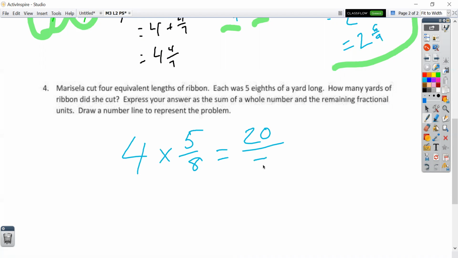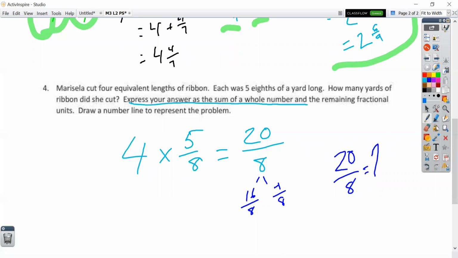So in this case, the unit was eighths. So we have 20/8. Well, can we leave that as 20/8? Well, it actually wants us to express it as a sum of a whole number and the remaining fractional units. So now this is where we're doing what we just did above. I'm just going to quickly think about a number bond. I can take 16/8, 2 wholes, and that would leave me with 4/8. Okay, so let me show that, express our answer, 20/8, as a sum of a whole number, which is 16/8 is 2, plus the extra 4/8, or 2 and 4/8.